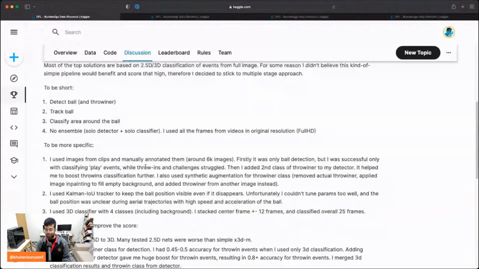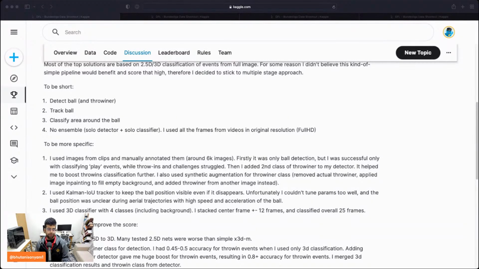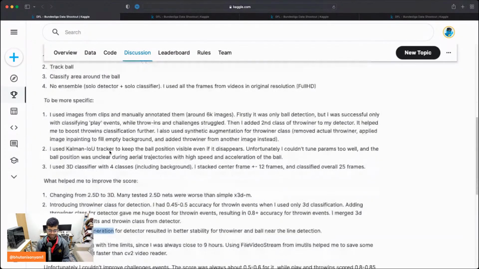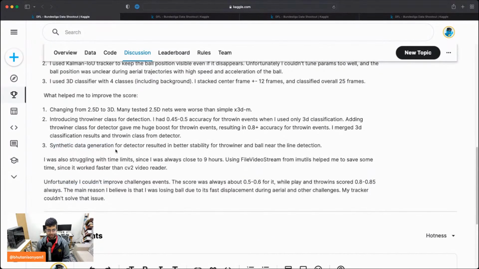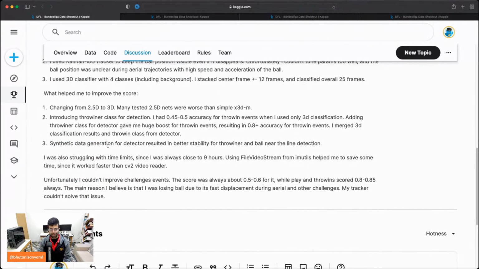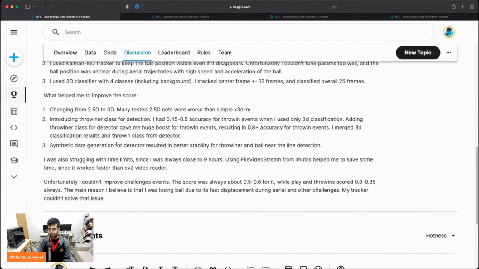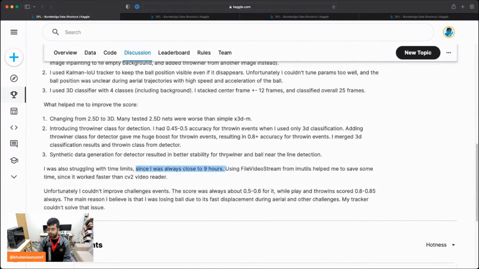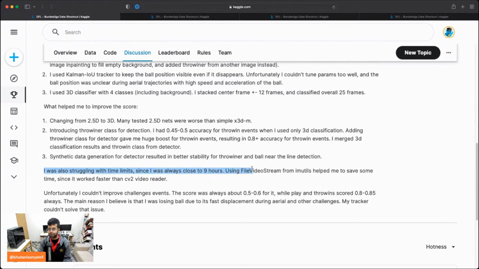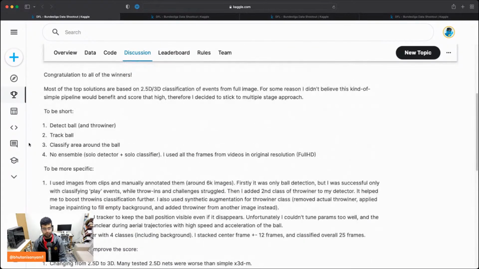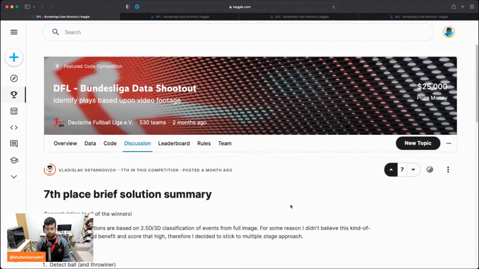We're seeing more and more GANs being used everywhere, right? I'm sure we'll see stable diffusion soon in a competition, I don't know. But it's cool to see image inpainting being used here. It was close to 9 hours of training for them, and finally they shared other issues, which was that using file video stream helped him save time. So to simplify, it was a four-step process with no ensembles, slightly sophisticated, but it's cool to see that he used image inpainting and also classified all 25 frames together. This was the seventh place solution.